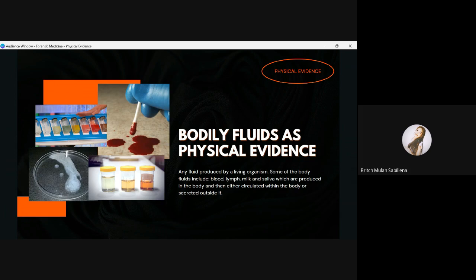Proper collection and analysis of bodily fluids is crucial to ensure the integrity of the evidence and prevent contamination. In this context, the use of bodily fluids as physical evidence can play a crucial role in the pursuit of justice and the protection of society.